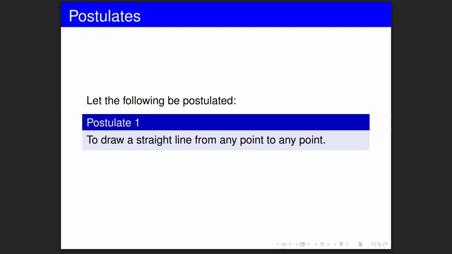Postulate 1, to draw a straight line from any point to any point. So the first postulate pertains to one of the tools which we are allowed to use for constructions, which is the straight edge. It says that if we have any two points, A and B, we are allowed to use our straight edge to connect them with a straight line. So you can imagine taking your ruler or whatever you're using for a straight edge, placing it so that it touches points A and B, and then using a pencil to draw a straight line connecting them.